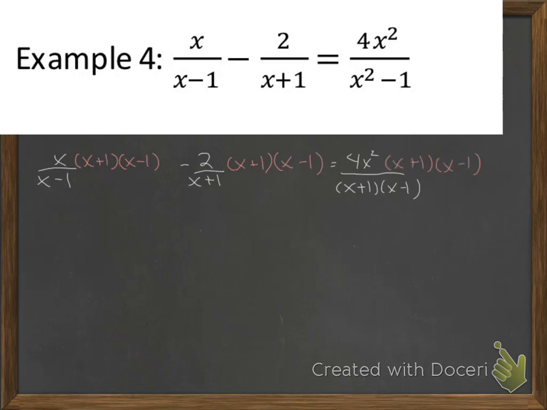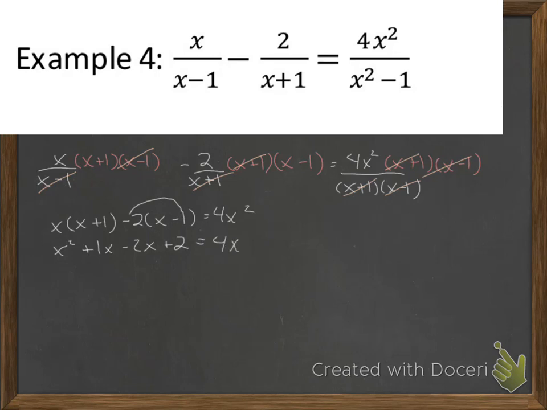Okay, so let's go ahead and have some fun and cross these things off. So those cancel out, these cancel out, that cancels out. So what is left? Well, we have x times x plus 1 minus 2 times x minus 1 is equal to 4x squared. Then we can expand everything. Be careful with your signs. Negative 2 times negative 1 is going to give you a positive 2.